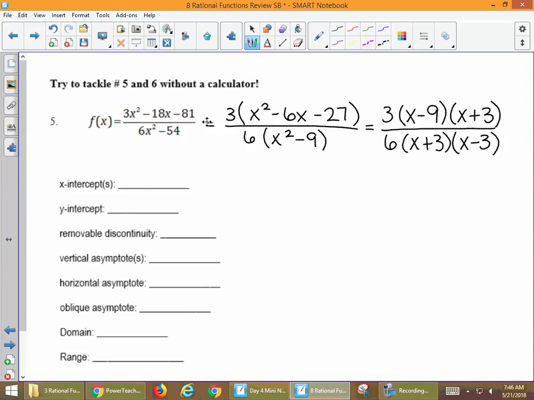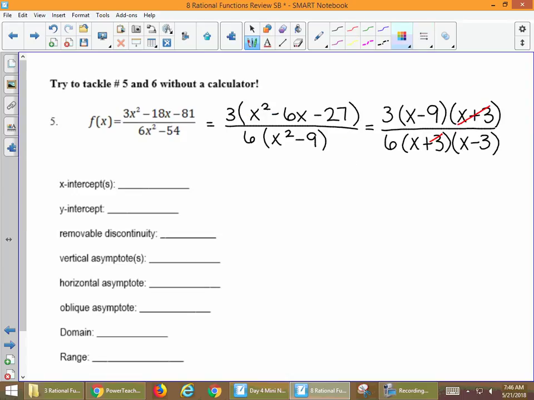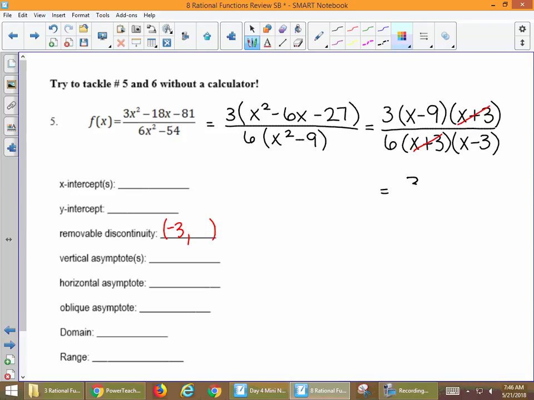So there's our non-reduced guy. I'm going to go ahead and cancel here. That means I'm going to have a removable discontinuity at x equals negative 3, so I'm going to put that down here. So my reduced fraction is 3 times x minus 9 over 6 times x minus 3.